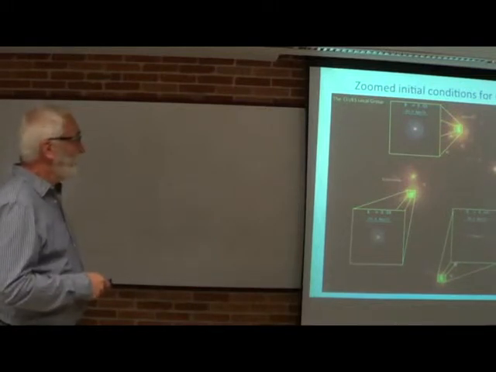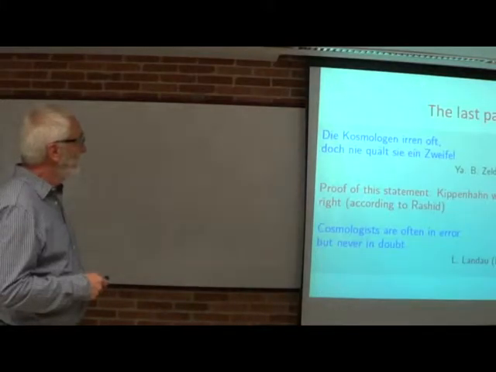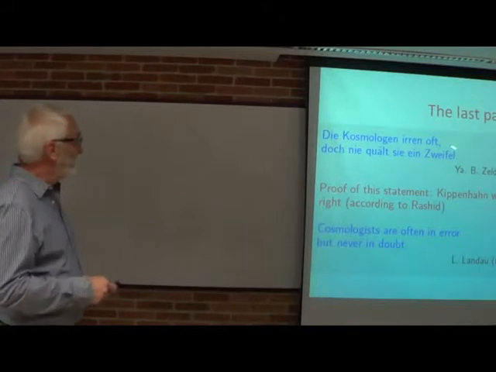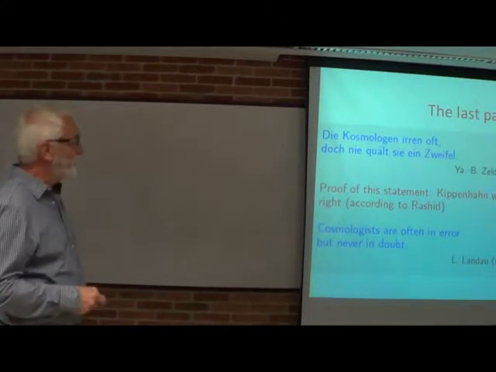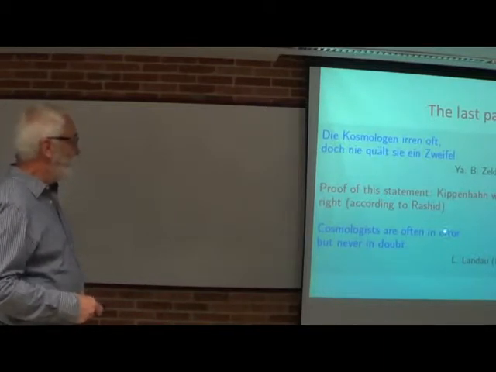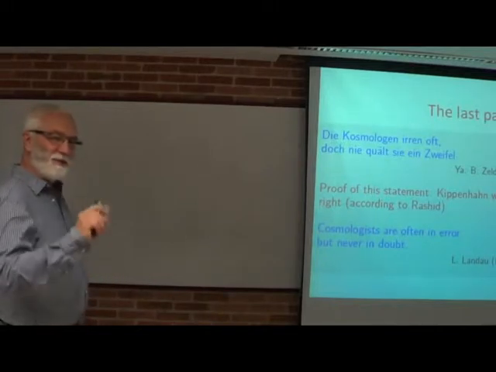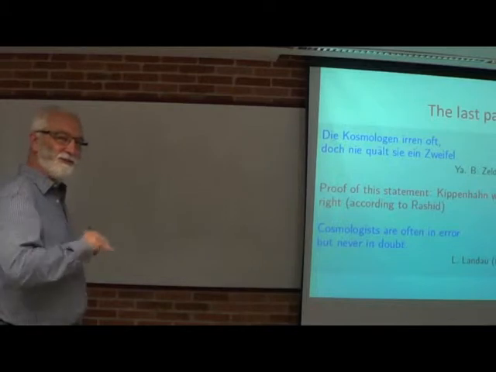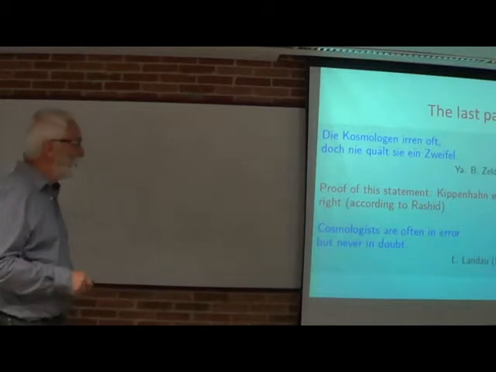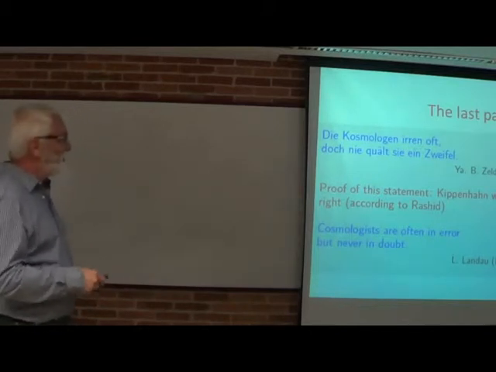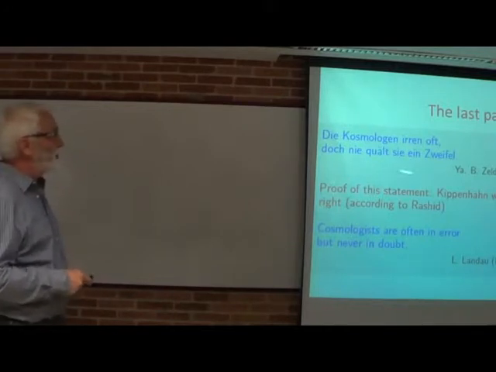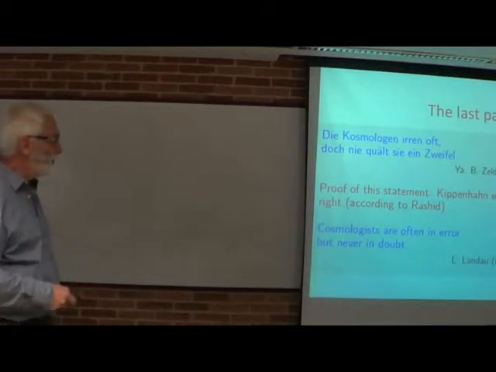Let's see how far we go today. The last page, since I started with Zeldovich, I found this quote in German, and Kippenhahn said that this is by Zeldovich. So the translation of this is: cosmologists are often in error but never in doubt. This is something which is very important. Whenever you hear a talk, my talk, Yehuda's talk, or the talk of anybody else, remember this sentence. And the proof of this statement is that Kippenhahn, who is a very famous astronomer, wrote this sentence in German and said it is by Yakov Zeldovich.